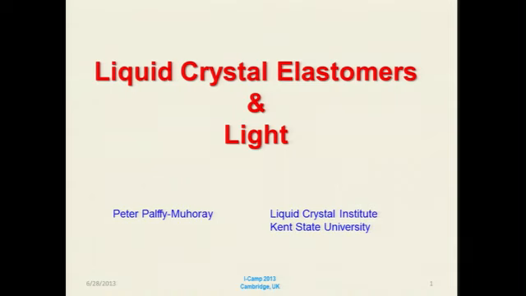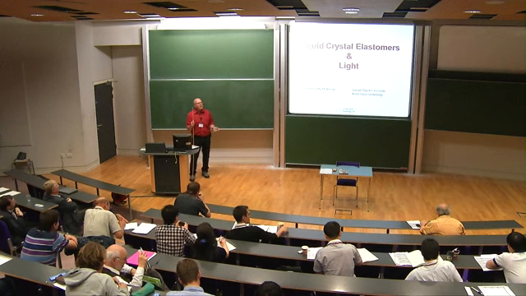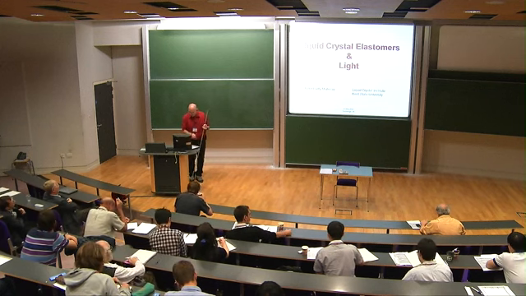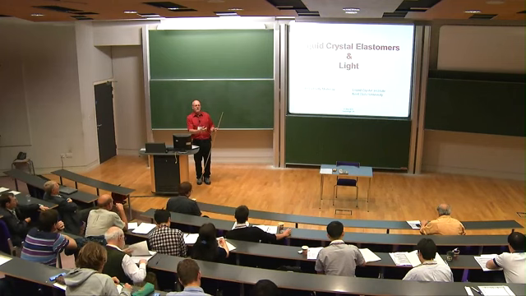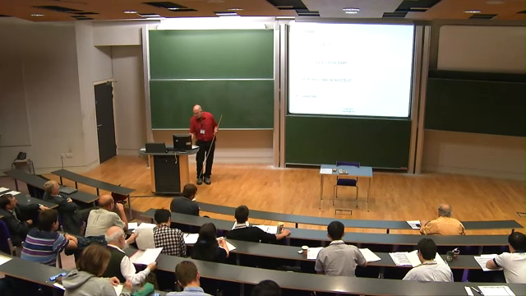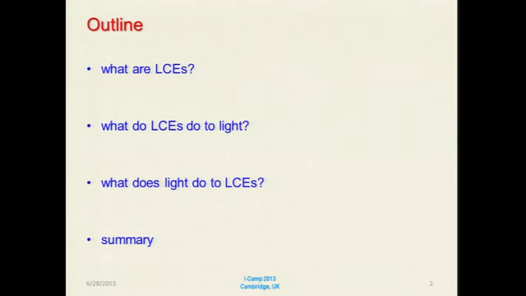try to tell you about liquid crystal elastomers and light, and this will not be a very deep talk, and hopefully it'll be even a little light-hearted. I don't have anything to do with clickers, though, so I apologize for this. I basically want to talk about three things. What are liquid crystal elastomers? What do they do to light? And what does light do to the elastomers? And then we're obliged to have some kind of summary.